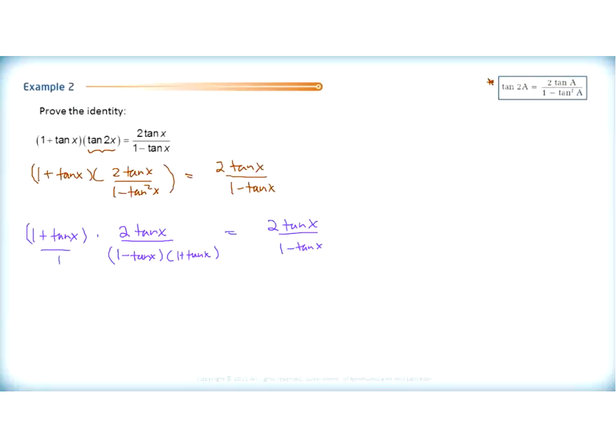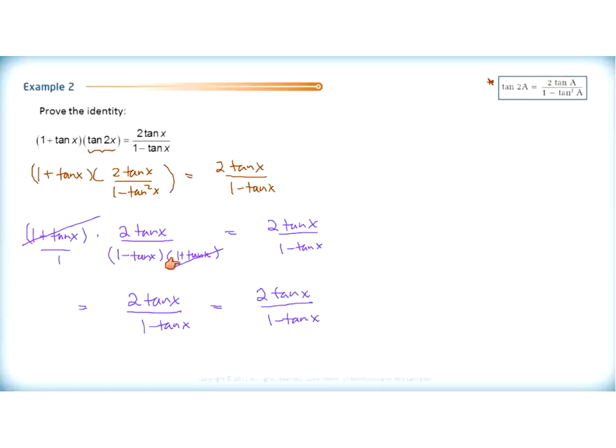If you look closely on the left side, my 1 plus tan x can cancel. This 1 plus tan x can cancel with this 1 plus tan x, and I'm simply left with 2 tan x over 1 minus tan x, and it's the exact same thing on the right side, and I've proven the identity. But again, it required factoring in order to do that. I factored my 1 minus tan squared using the difference of two squares, which is 1 minus tan x times 1 plus tan x. The 1 plus tan x's will cancel here.